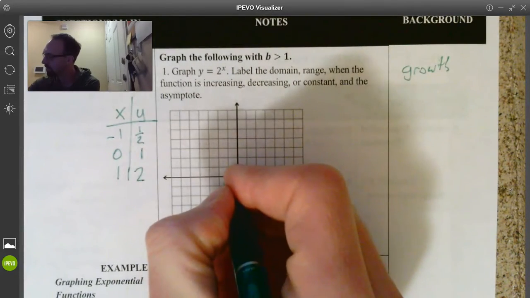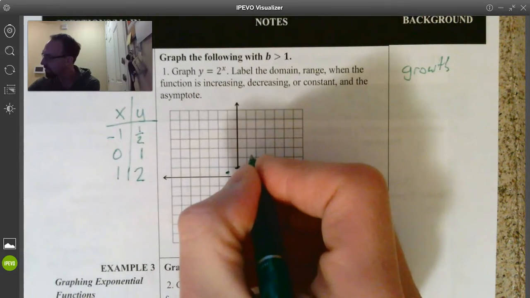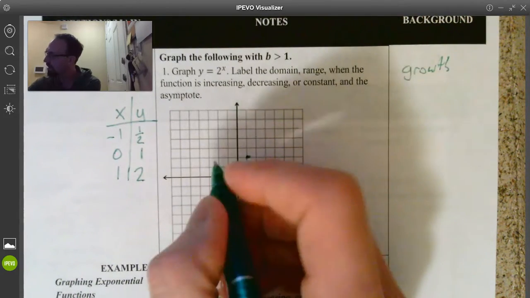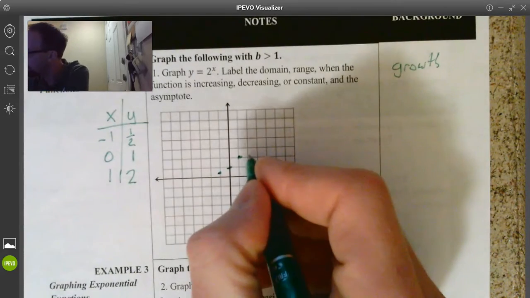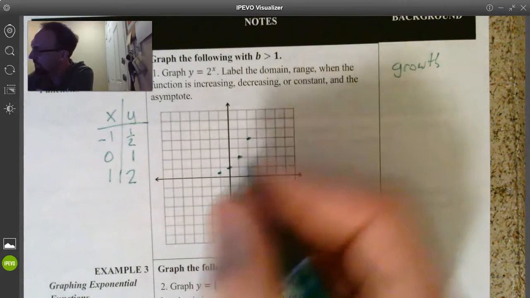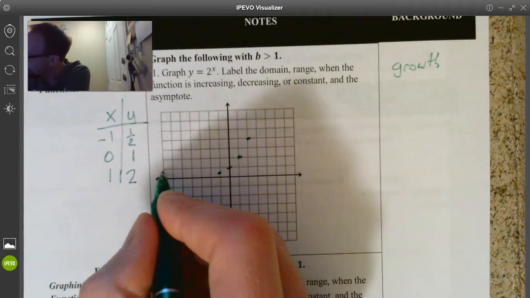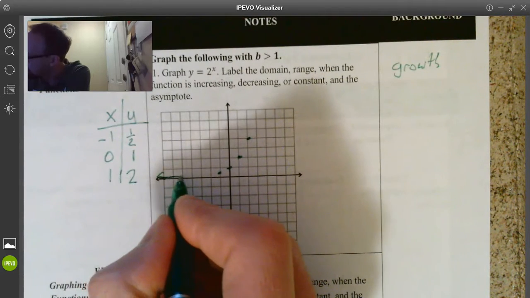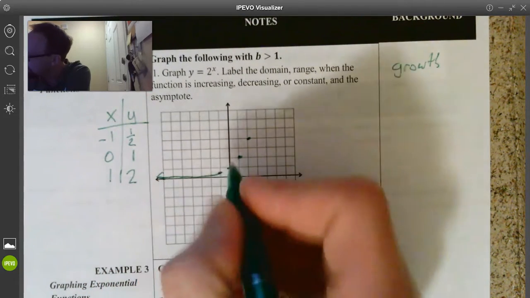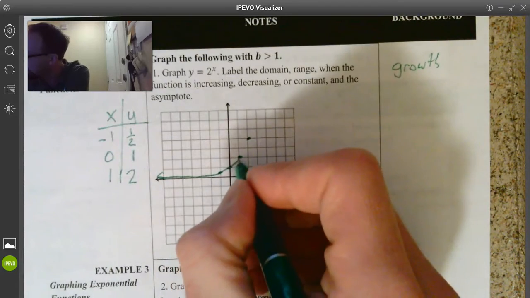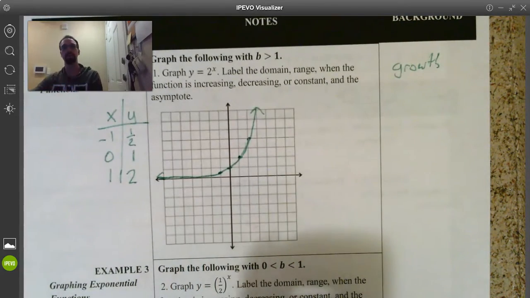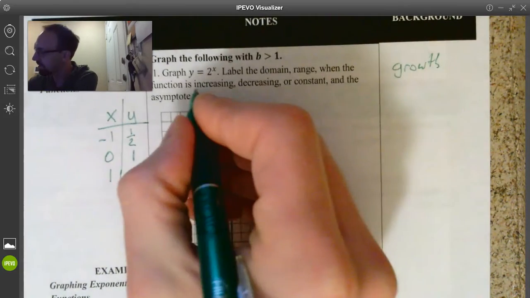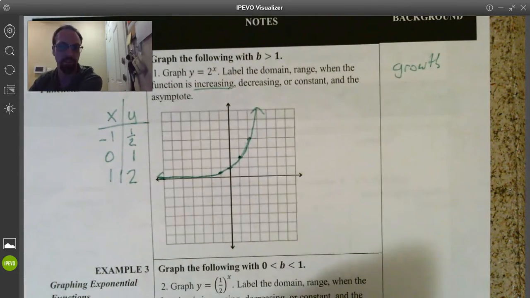So this graph here becomes something that looks like this. Now, as I continue to move along, this actually grows rather quickly, and I'm now off the graph. And this gets closer to the x-axis, but doesn't touch. So as I move from left to right, this is going to be increasing. This function actually will never decrease or never remain constant. As I move from left to right, it keeps increasing.